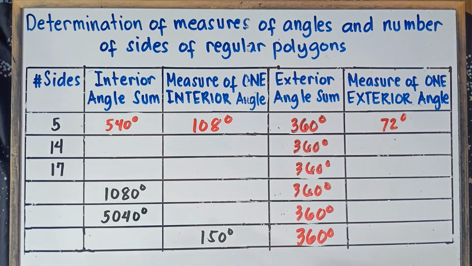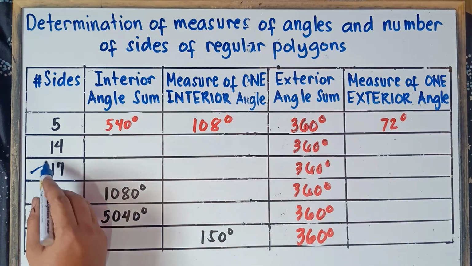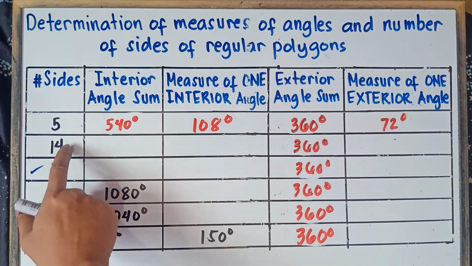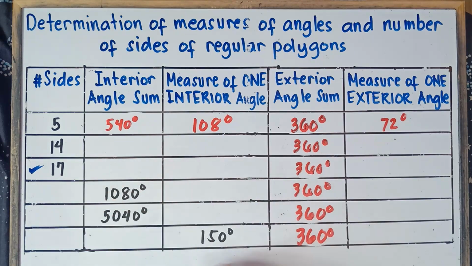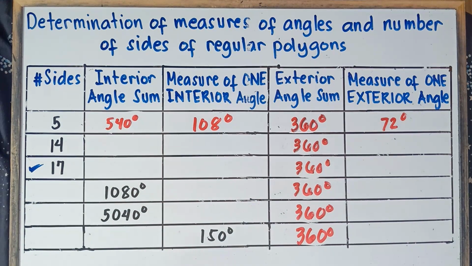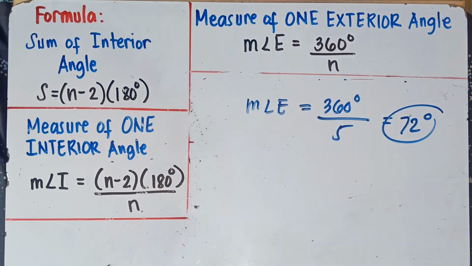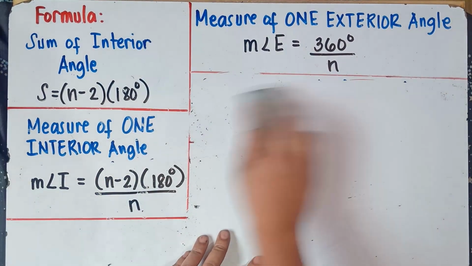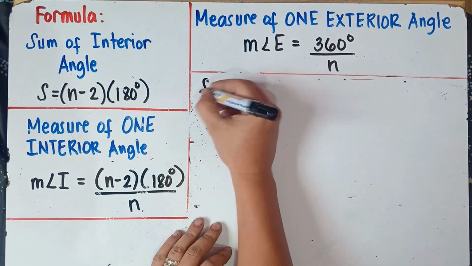Alright, so let's have example number 2. How about you try this one, class, to answer given sides that would be 17. So let's answer 14, and then you try to answer 17, and put your answer in the comments section down below. Alright, so let's try example number 2. Our given would be 14 sides.